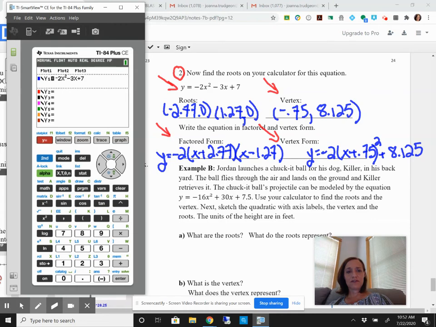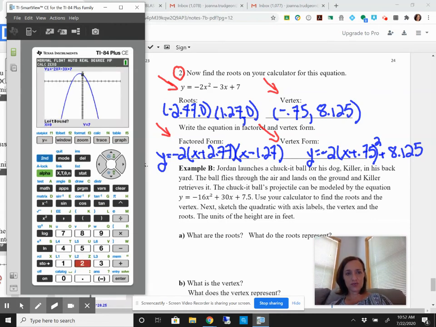But if I'm going to find the roots, I go second calc. I find a 0, number 2. If I find the one on the left here first, we're going to go over here. Left bound is to the left. Right bound is to the right. And then something in the middle, I'll guess right there. And it tells me it's negative 2.7655. So I rounded to negative 2.77.